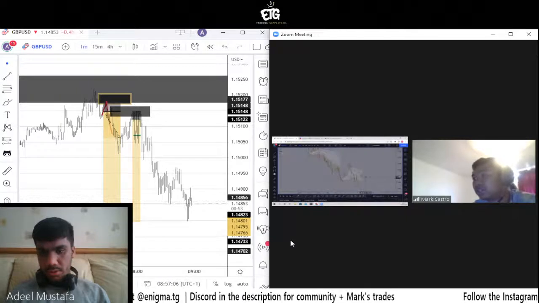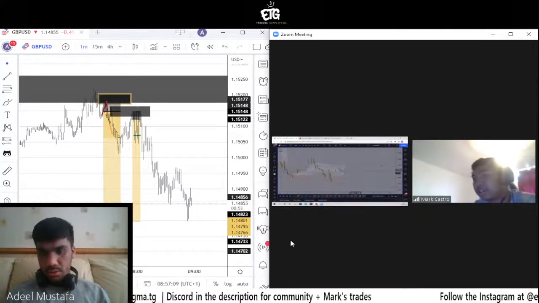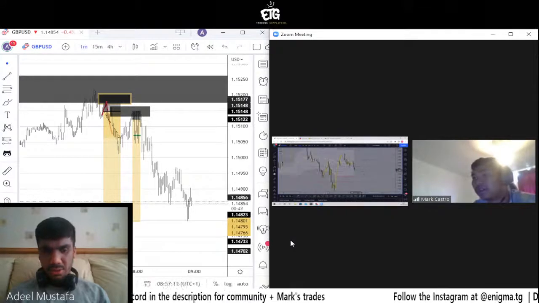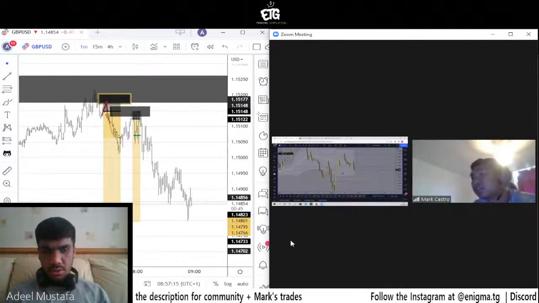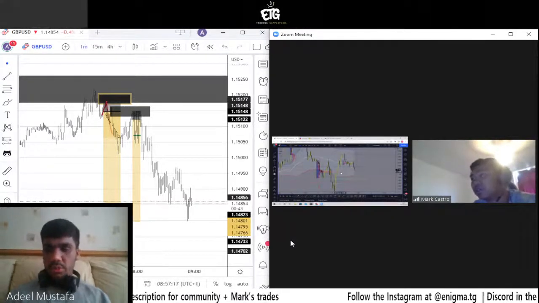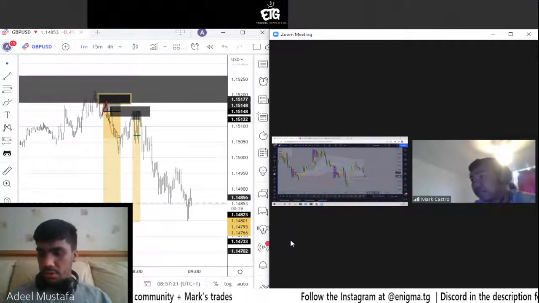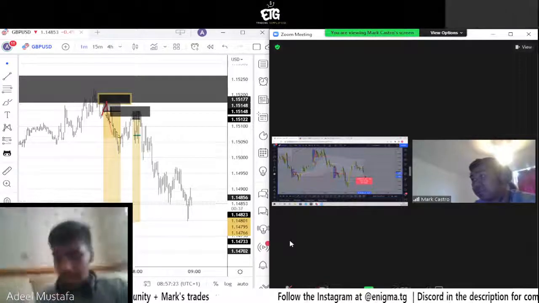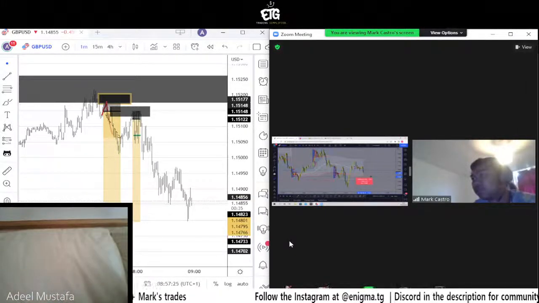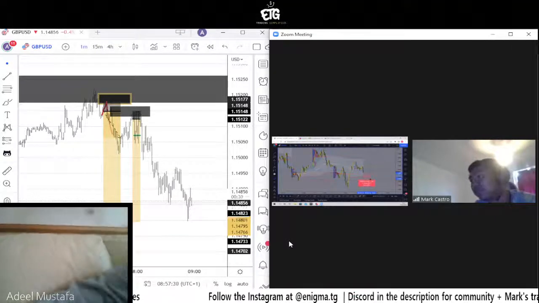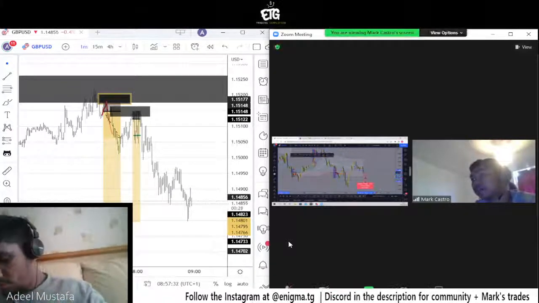GU, as I say, we're expecting downwards movement for GU. As you can see, it's reached the level I was talking about earlier. It was 1.147. Now we're expecting it to go even further down to either 1.14671, which is a buying area, and the next one is 1.14500, is the next buying area. So those two buying areas over there.